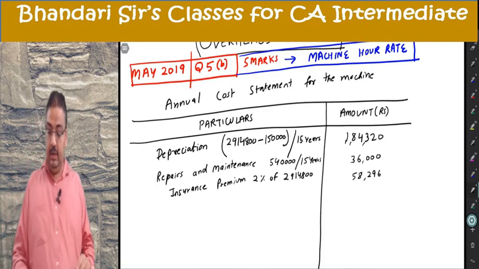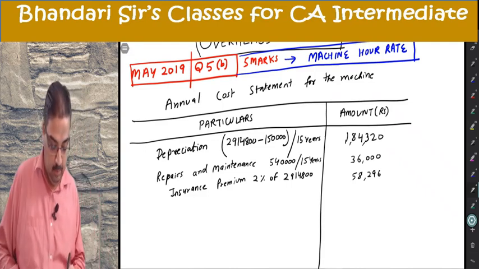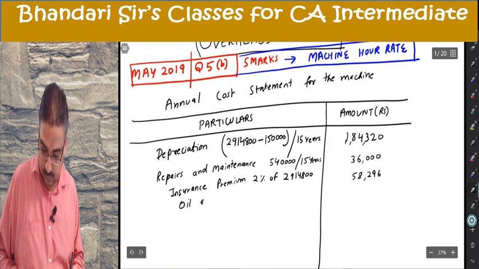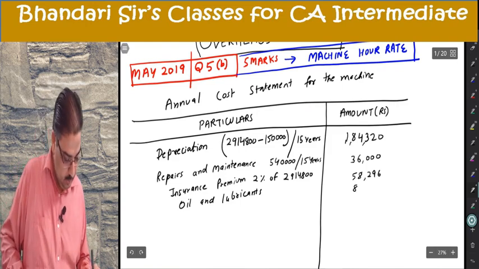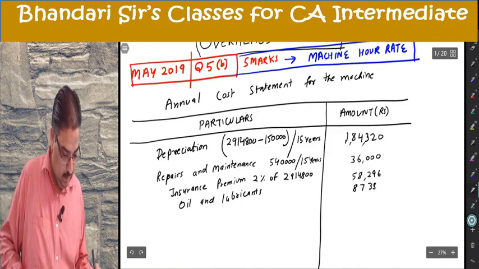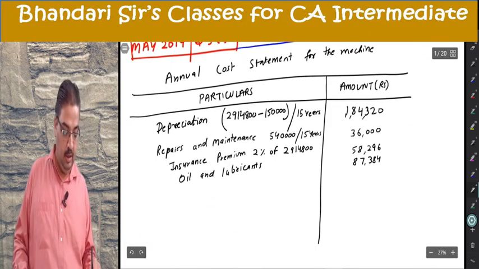Oil and lubricants for operating the machine per annum, already given per annum. So I'll put it directly. Oil and lubricants 87,384.